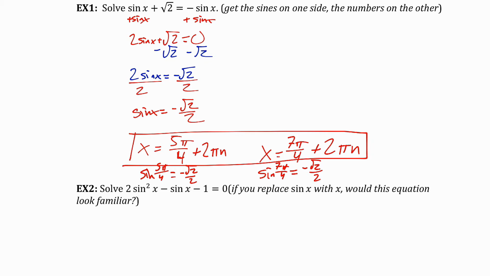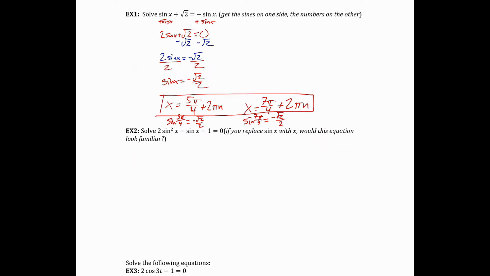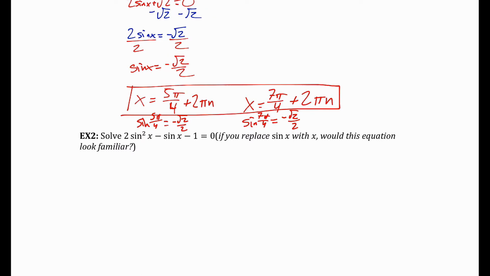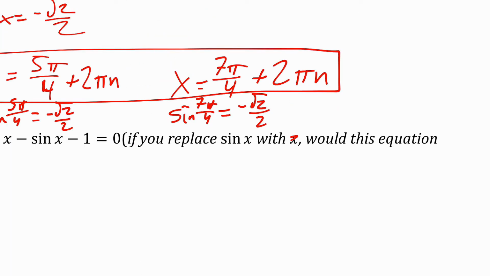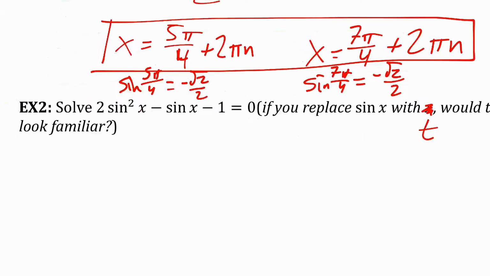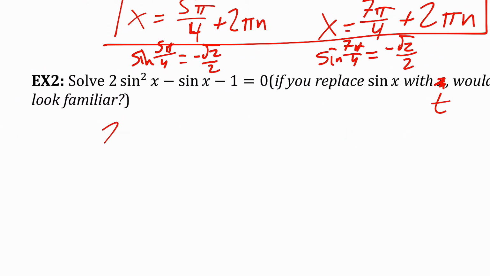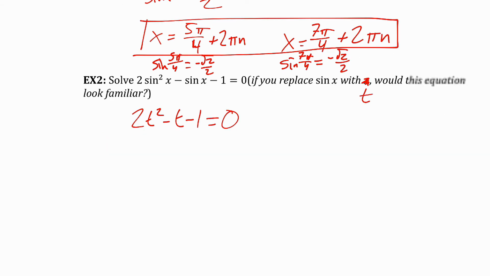Example number 2, it says solve 2 times the sine squared of x minus sine of x minus 1. Now the hint we give here, it says say you replace sine of x with x, and in fact, just to reduce confusion, let's make it t. So I'm going to start off by making this 2 times t squared minus t minus 1 equals 0. Folks, this is kind of going into that third bullet point where we're talking about solve trig functions that are kind of like quadratics.